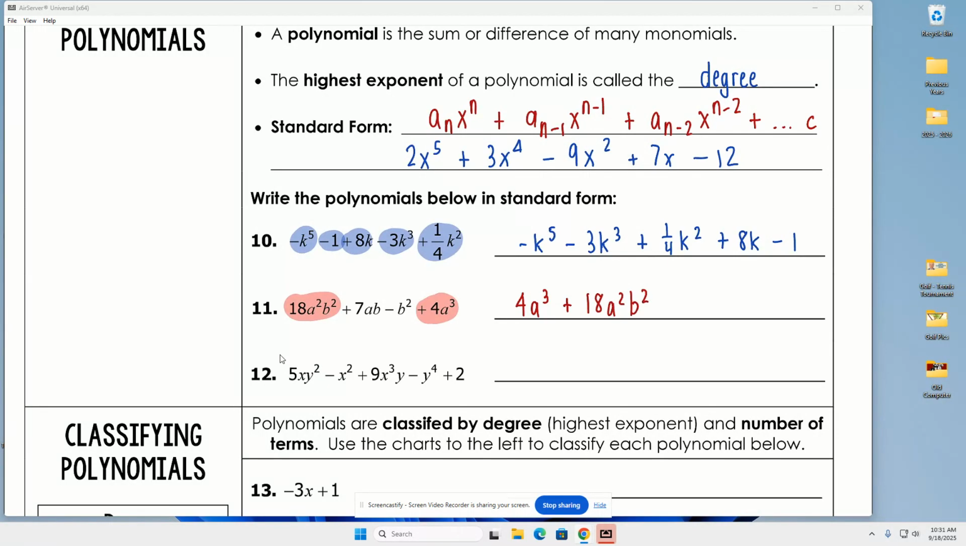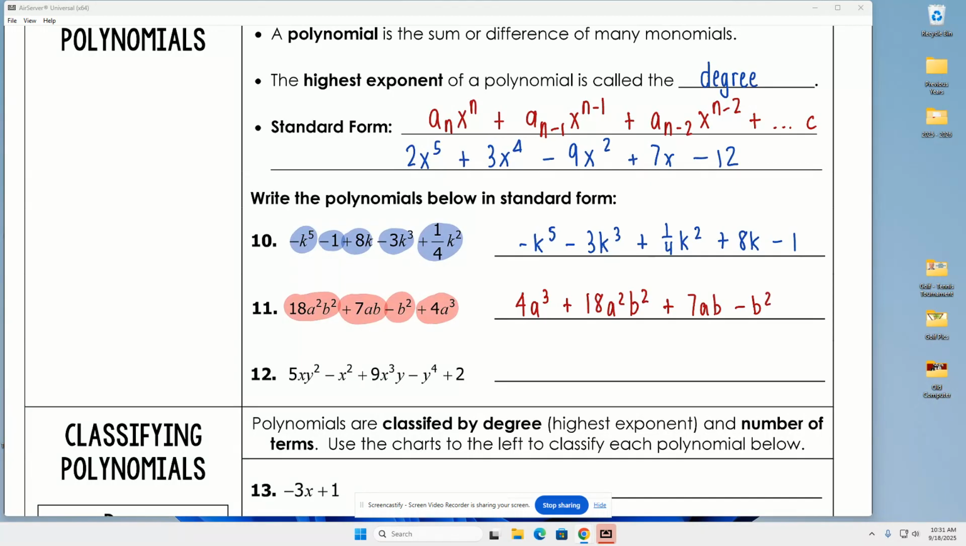Do we have just an A? Yes. So we're going to do that next, plus 7AB. All the way down to, well, there's no constant, but we do have just a B squared. So we do minus B squared.